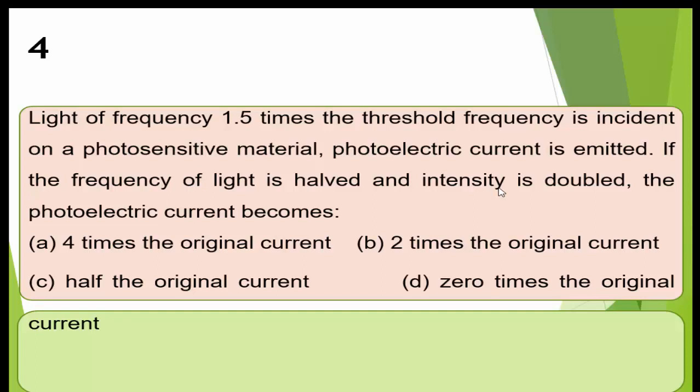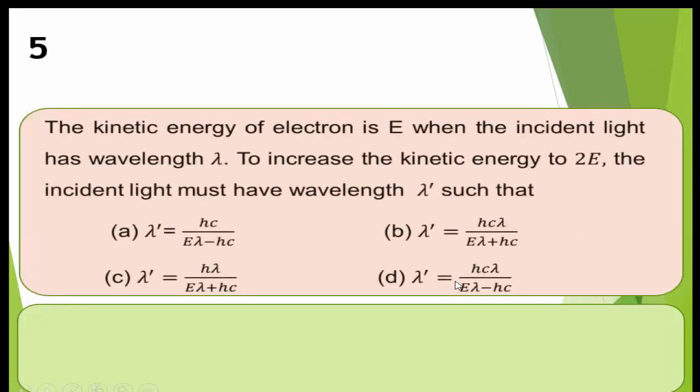Initially it has light of frequency 1.5 times the threshold frequency, but if the frequency is halved and the intensity is doubled, the photoelectric current is directly proportional to the number of electrons, and the intensity is an independent value. Now the exact answer is option D, 0 times the original. And then next, fifth question.